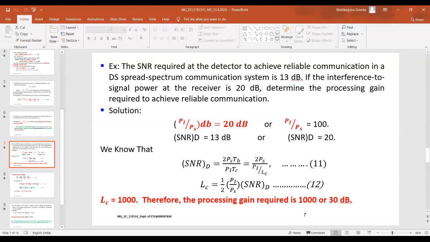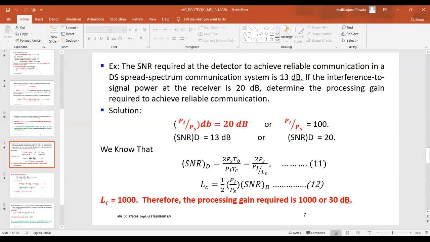For this direct sequence spread spectrum communication system, since I'm using BPSK as the modulation technique, the average probability of symbol error will be equal to Q of root of 2 Eb by I naught, where I naught is the interference signal. Earlier I used to say 2 Eb by N naught, where N naught by 2 is the power spectral density of the noise. In the same way here it is I naught by 2.